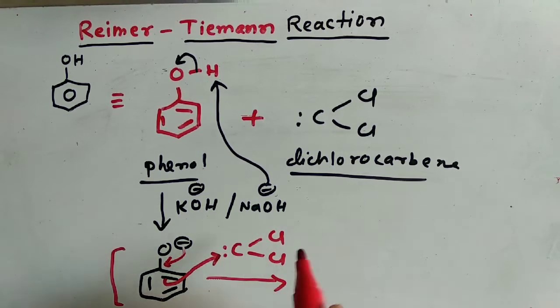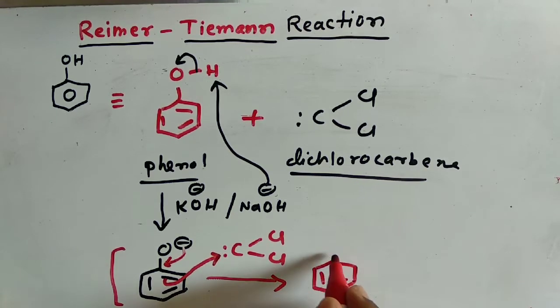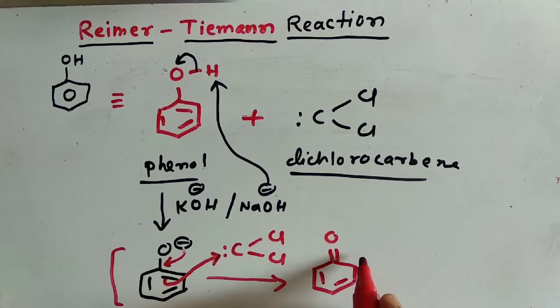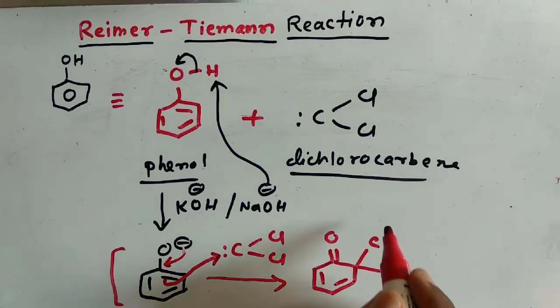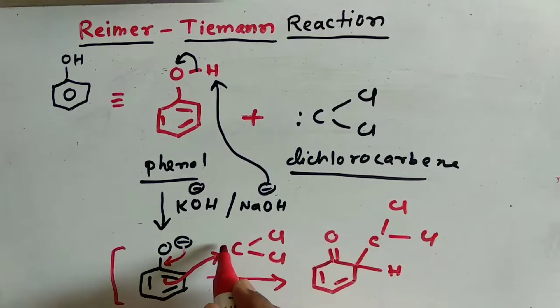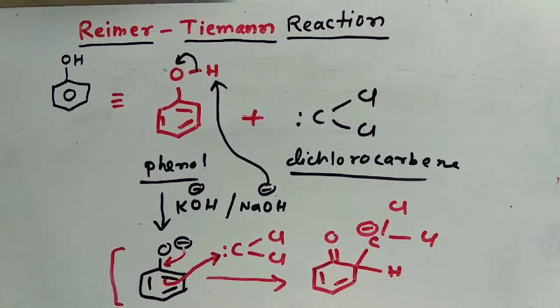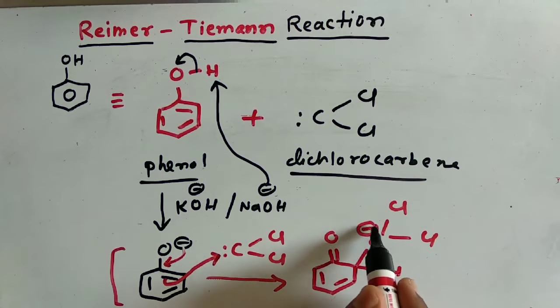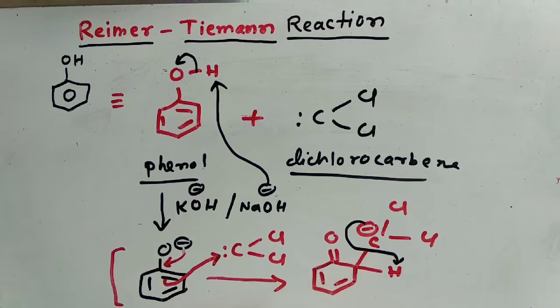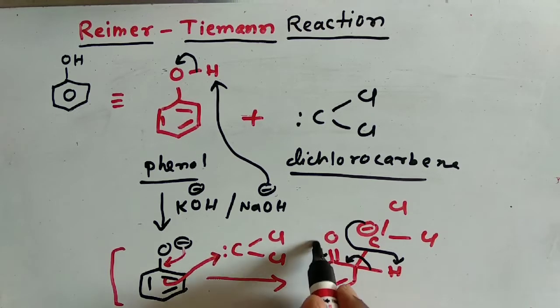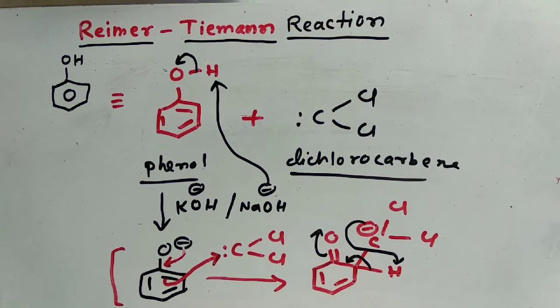So the intermediate will be like this: 1, 2, here will be a keto group, here a hydrogen and Cl, and for this 2 electron there will be one negative charge. Now what will happen, this negative charge will take this proton, and this bond will be here, and then the negative charge will be formed on the oxygen atom.